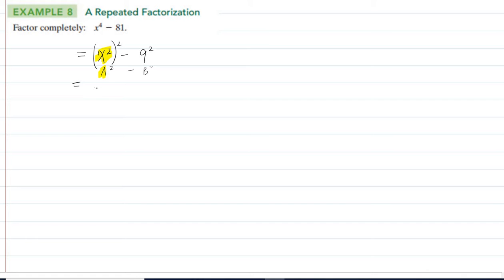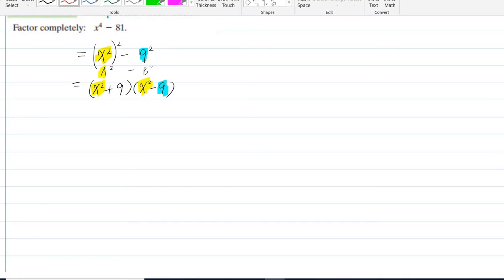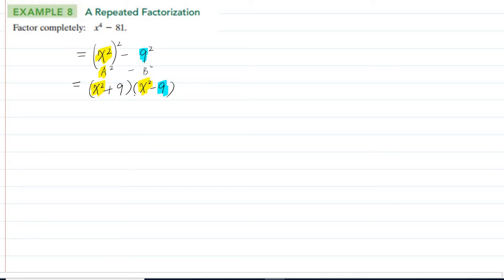So which means this is going to be x squared plus 9, because that's my a, and then we're going to have x squared minus 9. Once we have this, we're just going to double check our breakdown. If you look right here, x squared plus 9, often students want to continue factoring this. The only reason we can factor is the difference of two squares. Since it's plus, you cannot factor it. You just leave that part alone.